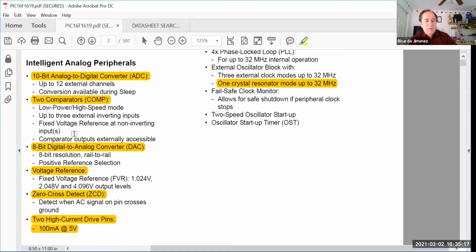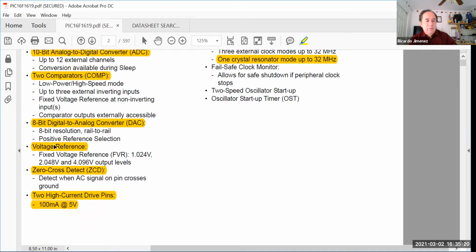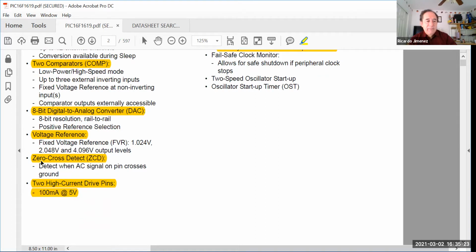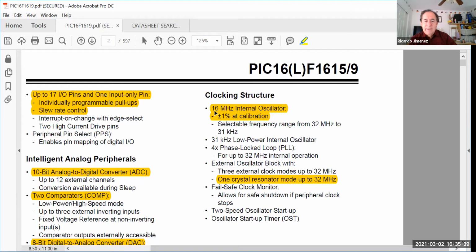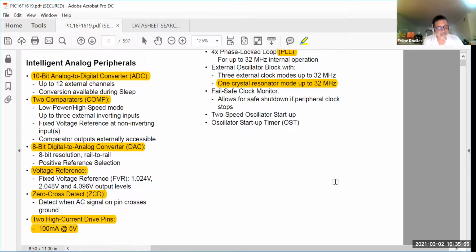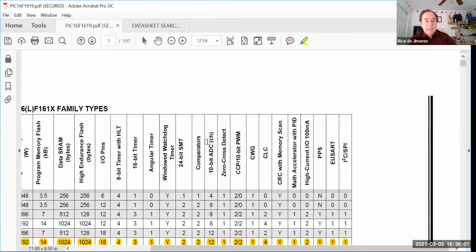Two comparators, voltage comparators, an 8-bit digital to analog converter, voltage reference, so it has a thinner inside, zero cross detection for alternating current applications to synchronize the devices with other AC sources, alternating current sources. And the clock is a 16 megahertz clock. Okay, you can accelerate it up to 32 megahertz because internally it has a phase lock loop, a PLL. That's all the things that this device has.